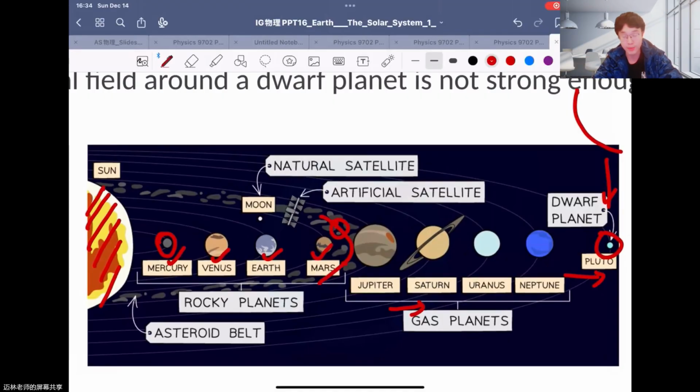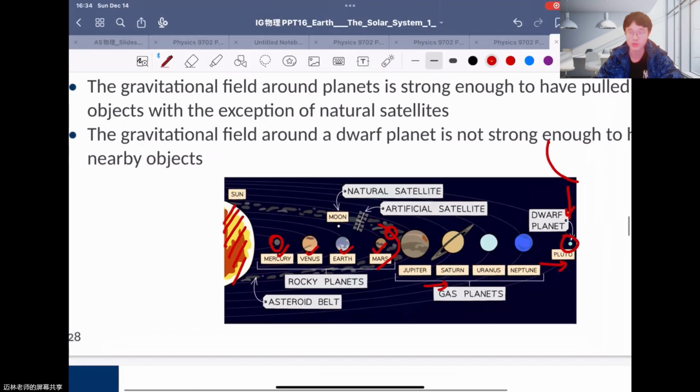You have to remember their names, their arrangement, and their order in the solar system. That is very important. Sometimes we will ask what is between Venus and Mars, and you have to say Earth is between them. So the order is also very important. You have to remember all of them.